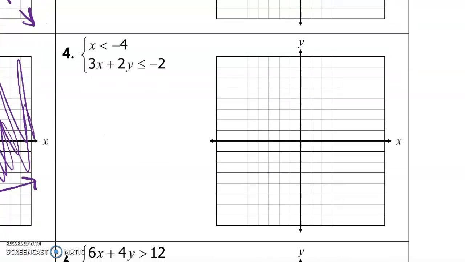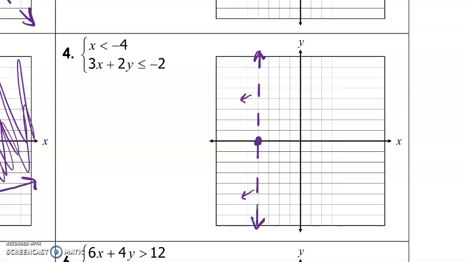Number 4, x is less than -4. Remember, if you don't have an x and a y, it is not going to be a slanted line. So for x, we go left 4 for -4, and then we draw straight up and down with a dashed line. Since our sign is a less than, we would be shading to the left of that line.